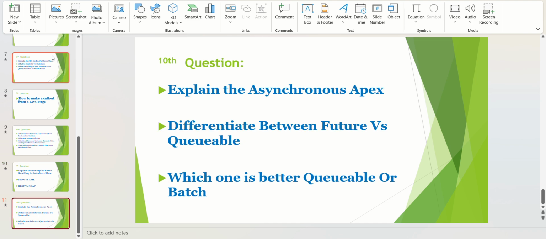Then the next question was to explain asynchronous Apex and differentiate between future versus queueable. And then I was asked which one is better, queueable or batch.